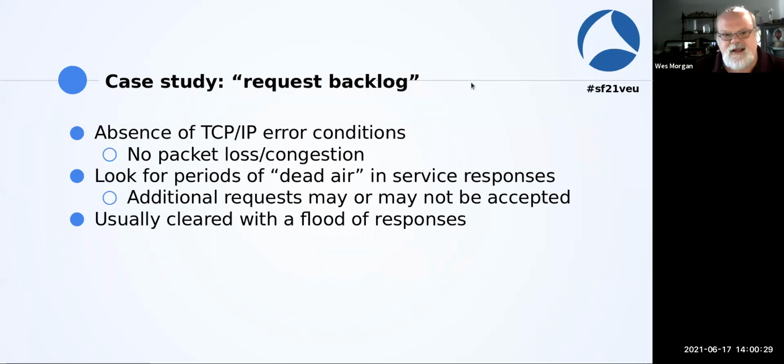The next one is what I call a request backlog. And again, let's reemphasize, no TCP/IP error conditions, no packet loss or congestion evidence, but we've got dead air again in the responses from a service. It may or may not accept additional requests. And then all of a sudden, you get a flood of responses.